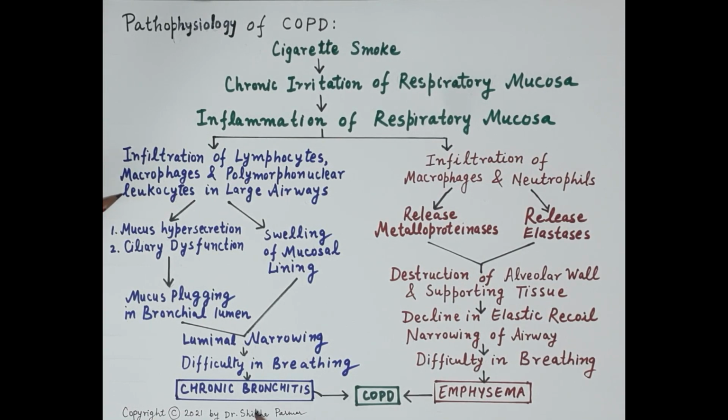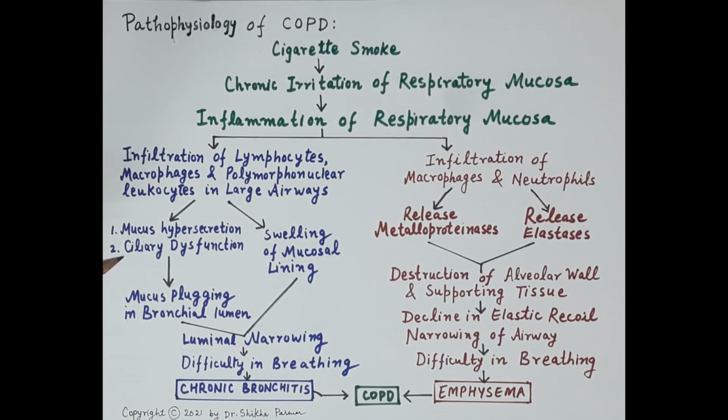Important to note here is that chronic bronchitis is a disease of large airways, that is the trachea and the bronchi. This inflammation results in the hypertrophy and hyperplasia of the glands that produce mucus. So there is an increase in the number and size of submucosal glands producing mucus, and also an increase in the number and size of goblet cells, and this results in the hypersecretion of mucus, which is released in the lumen of the bronchi.